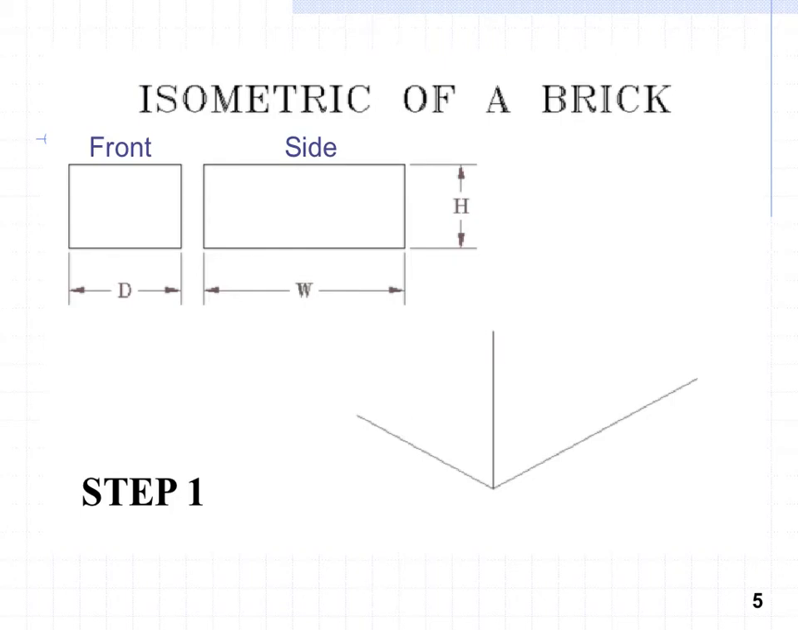So here's what we're talking about now. We have a front and a side view. Just a front and a side view. No top view is given in this case. And the dimensions are given. So we're given dimensions of D, W, and H. When drawing an isometric perspective, what we're going to use in this course is called an isometric grid. Actually, let me share that with you real quick.